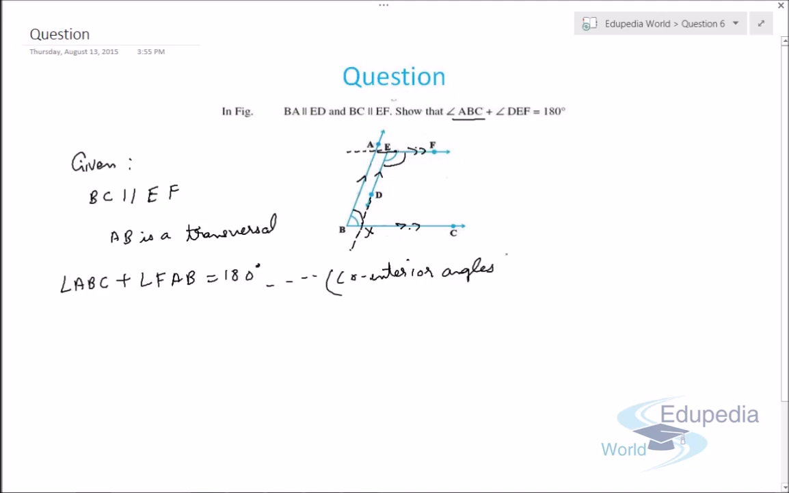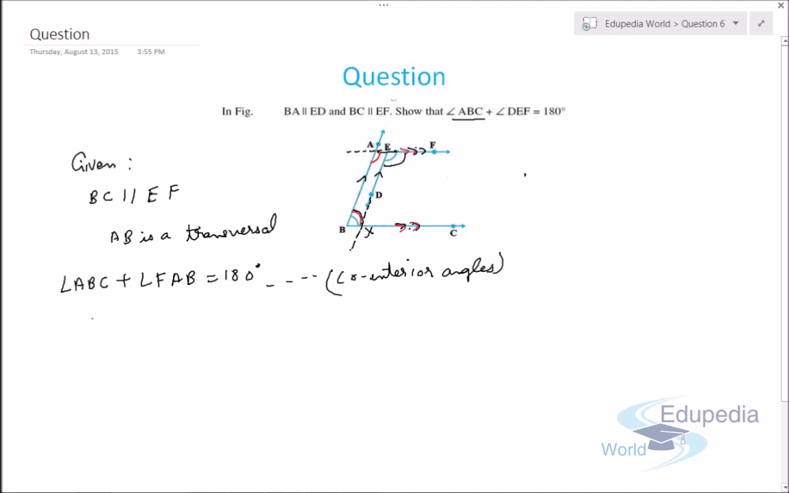angles, right? Let me mark with another pen. See, angle ABC is this angle, angle FAB is this angle. So these two lines are parallel lines, like this line, and AB makes a transversal. So this pair of angles are co-interior angles.